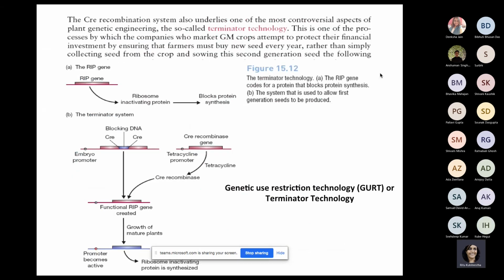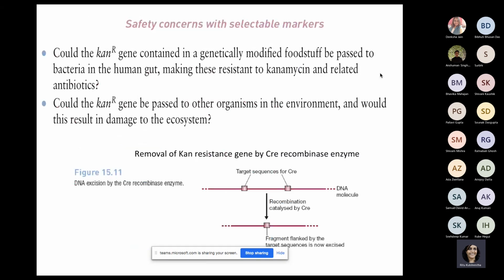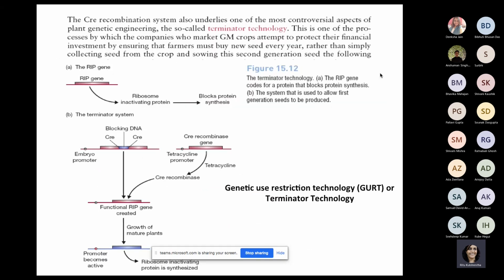And another point with respect to this safety concern, sorry, with respect to the Cre recombinase, where it is used by the developers of these transgenic plants, by the various companies which were making it, is one technique called terminator technology or genetic use restriction technology.